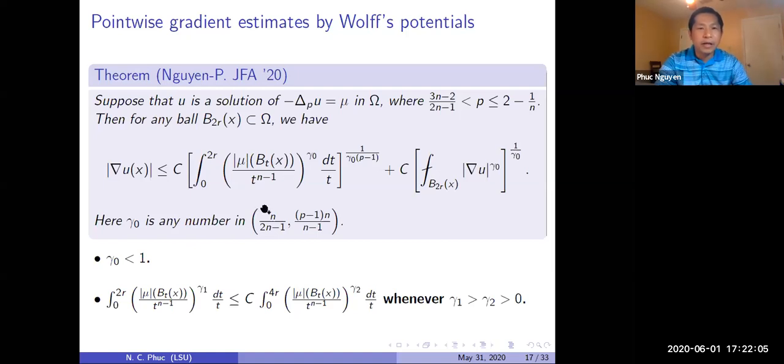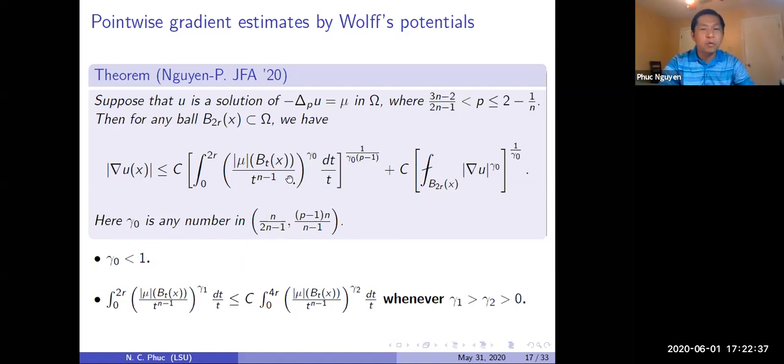So our estimate is very similar, but we have the power gamma 0 here. And gamma 0 is some power that is below this critical exponent, p minus 1 times n over n minus 1. The tail here is the norm of the derivative in the L gamma 0 norm, and this is finite because gamma 0 is allowed to be below this exponent. But we still have gamma 0 inside our one-dimensional integral here, so it's a nonlinear potential. It's a Wolff-type potential.